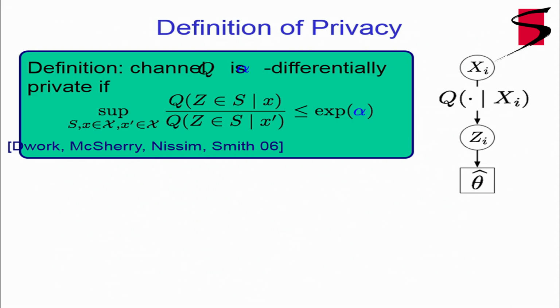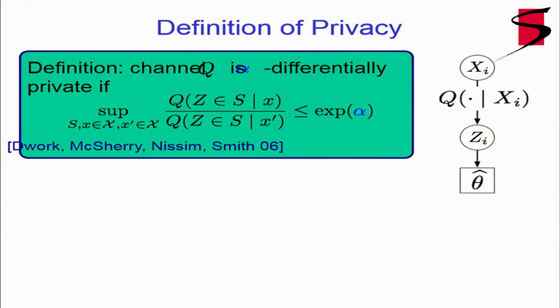It says if the channel is such that if I look at one database X and another database X prime, which might be X is me in the data and X prime is the same database with me not in the data, that if you look at any event S, the sigma algebra on which Q is defined, so the adversary chooses S to be an event they can try to detect me in the data or not, that ratio between the two outputs of the channel is not going to differ very much. And that's true over all pairs of databases X and X prime, and over all events S that the adversary can choose.